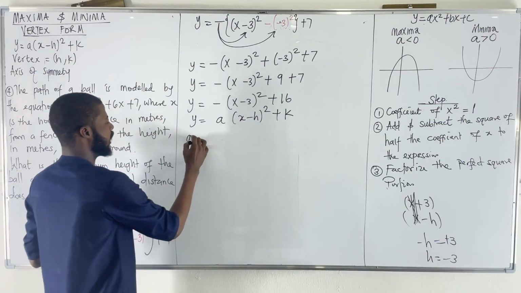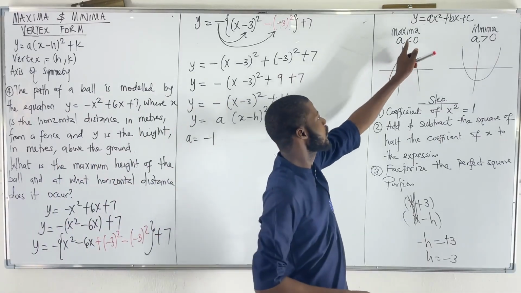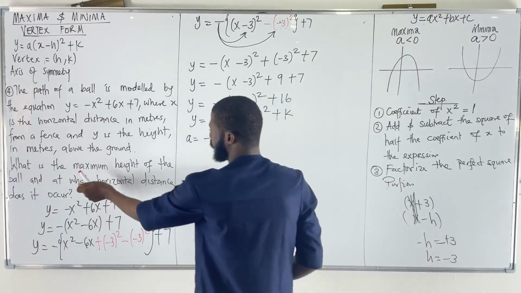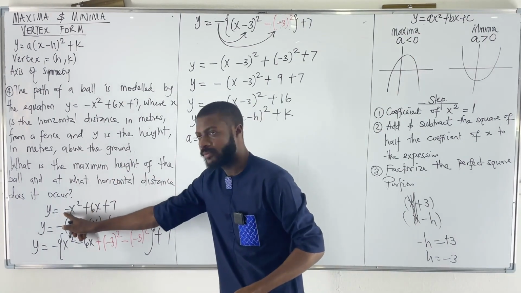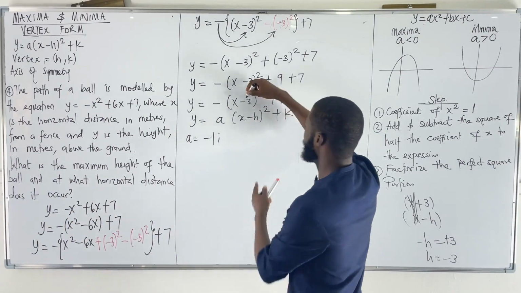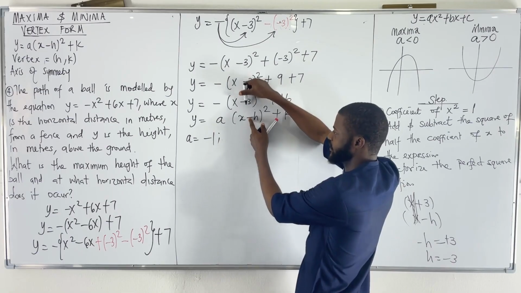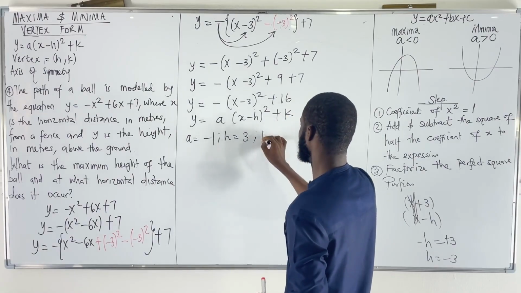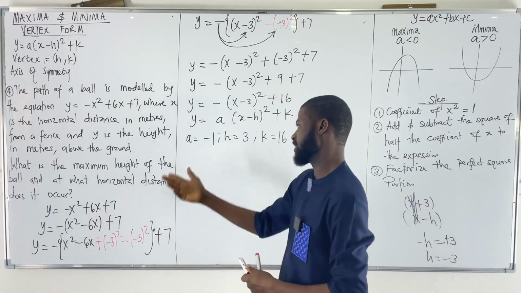So what is our a? A is going to become what? Minus 1. Now if a is minus 1, minus 1 is less than 0, so you're going to be having a maximum. That was why they said, what is the maximum height? Because a is minus 1. Though you could actually see that from the equation, that this is minus x squared. Then our h, when you compare this, h will be equal to 3. H is directly equal to 3 because these two expressions both have minuses. So h is equal to 3. And then what is k? K is equal to 16. K is 16.